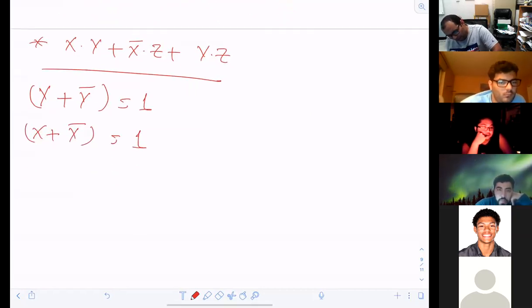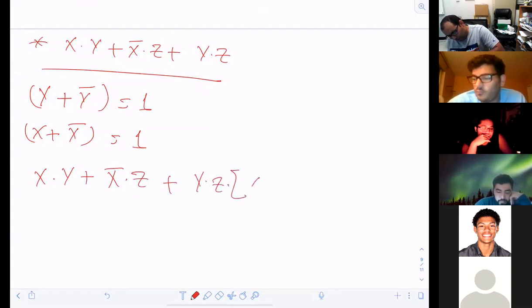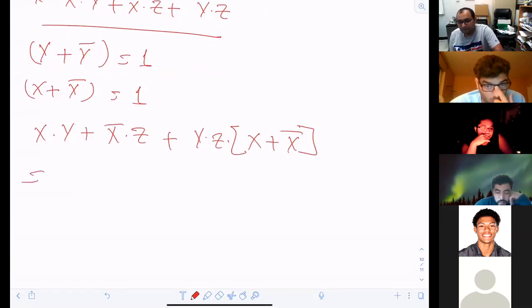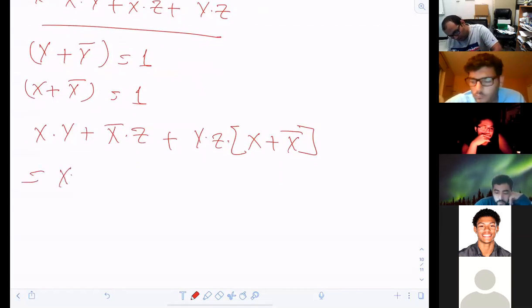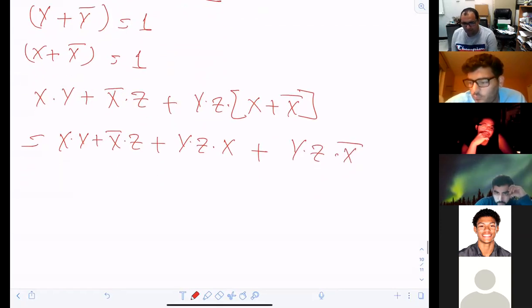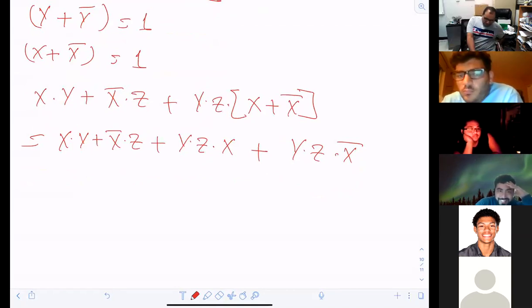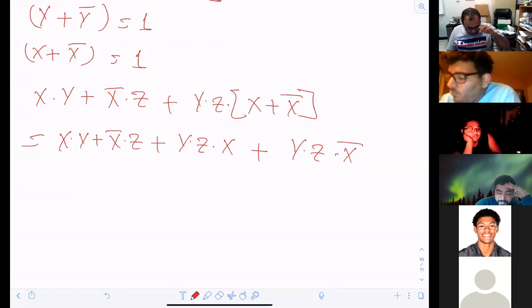So if I go ahead and say X, Y, AND X complement, Z, Y, Z, and then AND it to X, X complement, right? Let's see how it's going to look. It's going to be X, Y, X complement Z, Y, Z, X, and Y, Z, X complement. So somebody will come and say, oh, Professor Ali is adding more terms. It's not actually optimizing, which is good, right? I don't like to optimize.